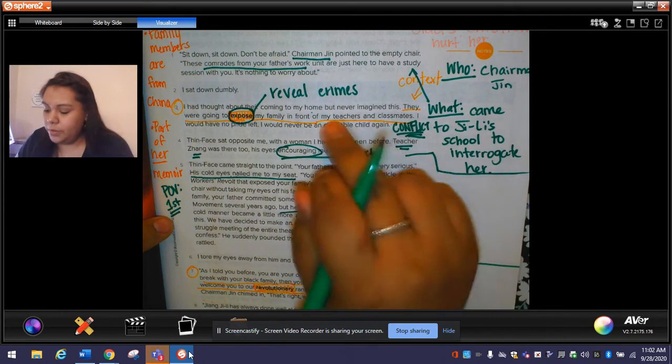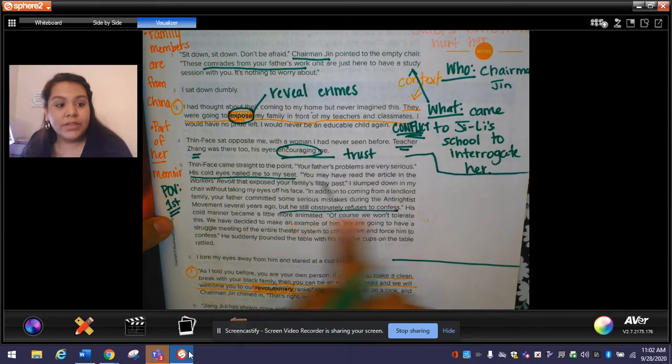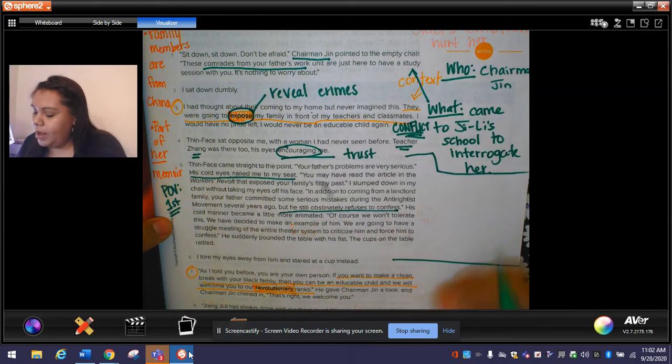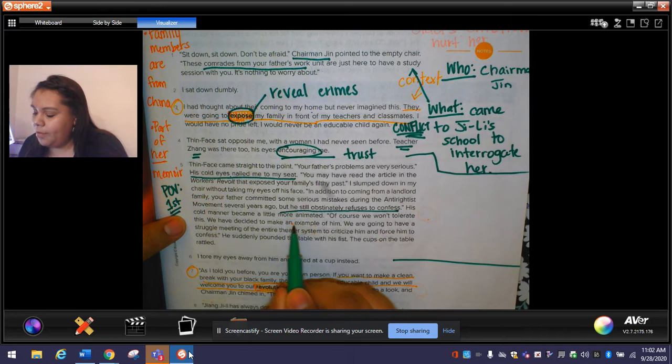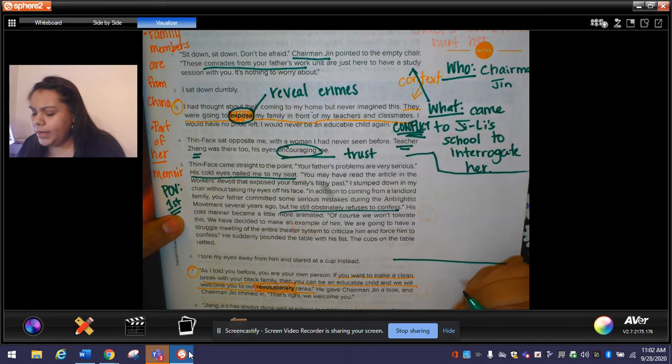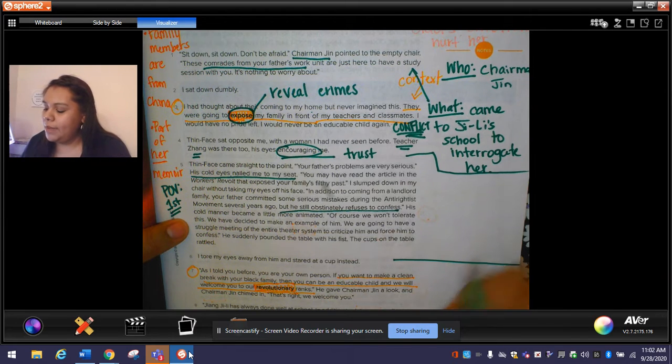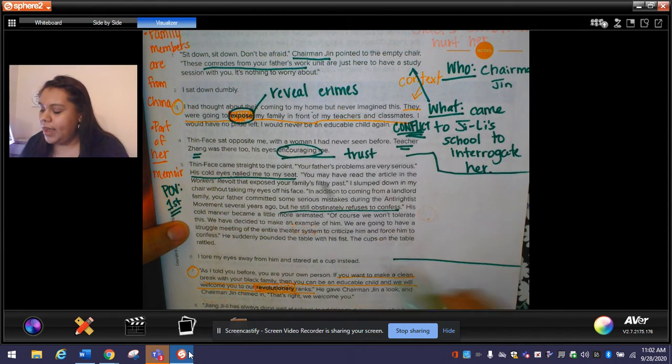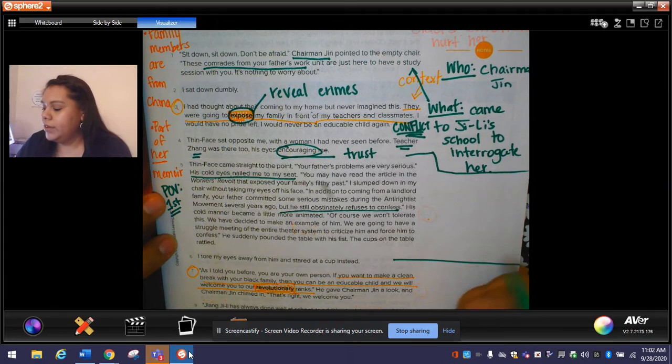They are coming to expose her, and the father refuses to confess. His cold manner became a little more animated. Of course, we won't tolerate this. We have decided to make an example of him. We are going to have a struggle meeting of the entire theater system to criticize him and force him to confess. He suddenly pounded the table with his fist, and the cups on the table rattled.